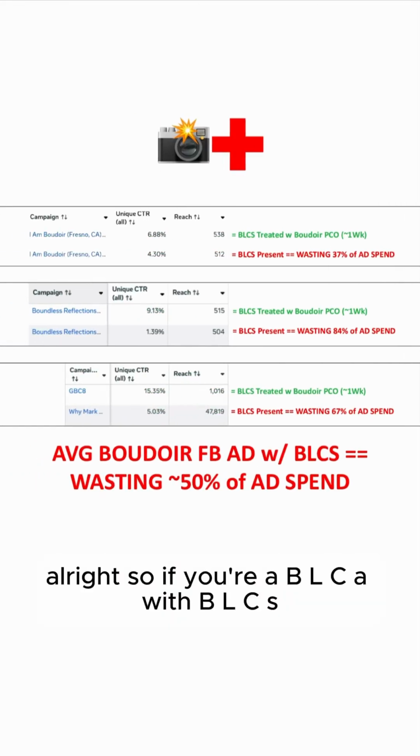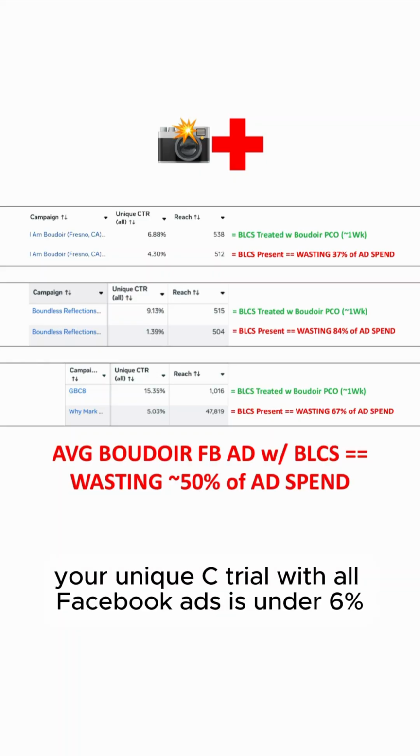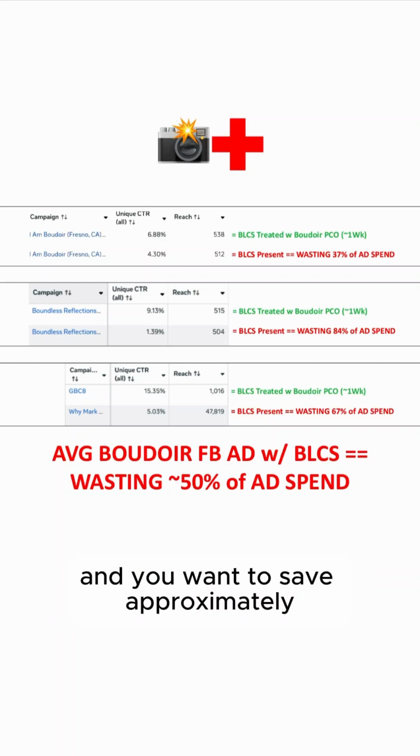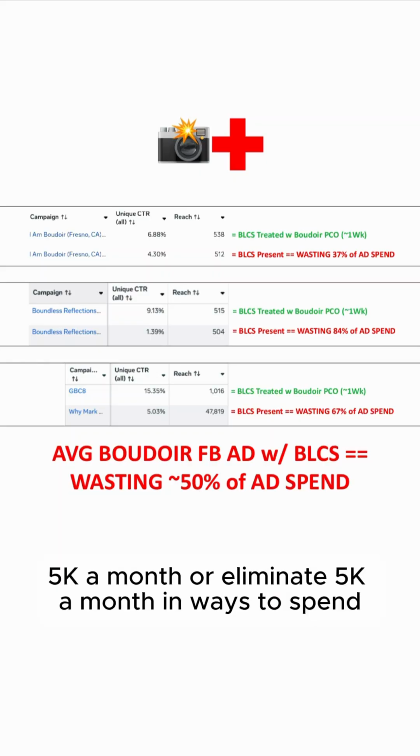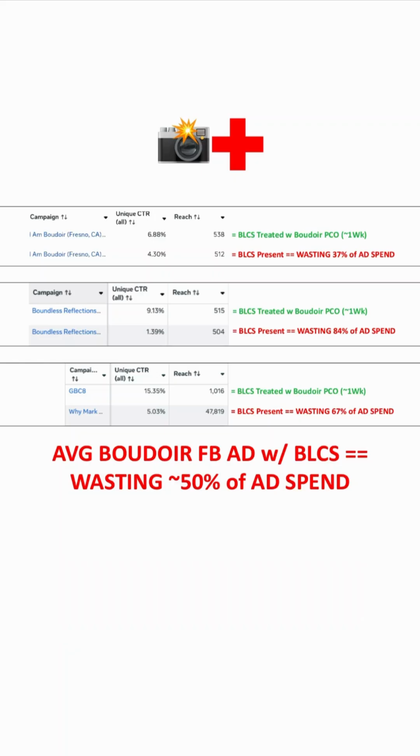All right, so if you're a BLCA with BLCS, so a boudoir low click advertiser with boudoir low click syndrome, your unique CTR on all boudoir Facebook ads is under 6%, and you're spending more than 10 grand a month on boudoir Facebook ads, and you want to save approximately 5K a month, or eliminate 5K a month in wasted spend, pocket that instead, and actually keep, on average, about 60K over the next 12 months. Keep that in your pocket.